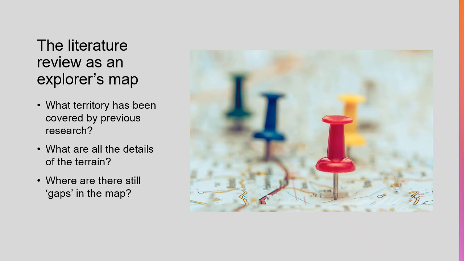It can be useful to think of the literature review like an explorer's map. An explorer may be charting new territory, but will work from maps of what territory has already been charted previously to identify what areas still need to be mapped. So your literature review is like a map in the sense that it creates a picture of the territory which has already been covered by other research, depicts the detail of the terrain in terms of what previous research found, and from this establishes where there are still gaps in the map, gaps which your own research may address.